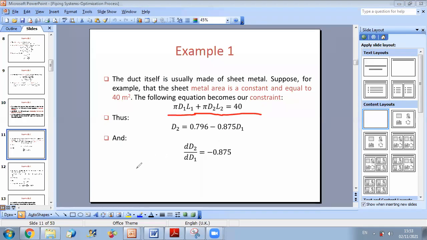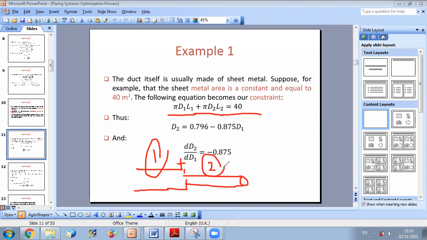How to write this equation? My system is formed of two ducts, right? And each duct has a certain peripheral area. The total peripheral area, the peripheral area of 1 plus 2, must not be more than 40. So the constraint is that A peripheral of section 1 plus A peripheral of section 2, which is the area of the material, should be equal to 40.